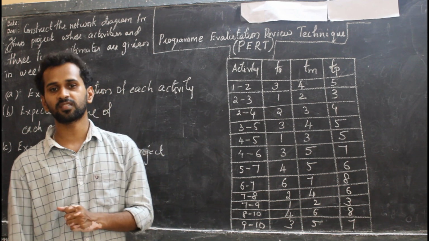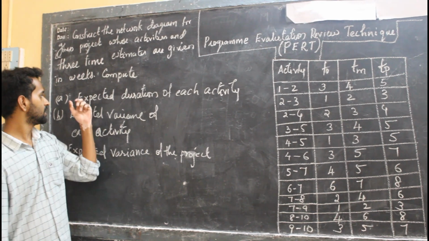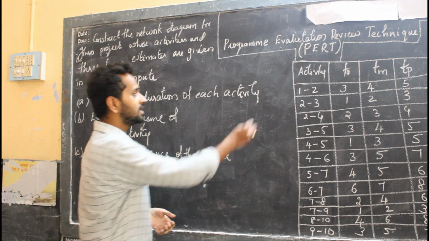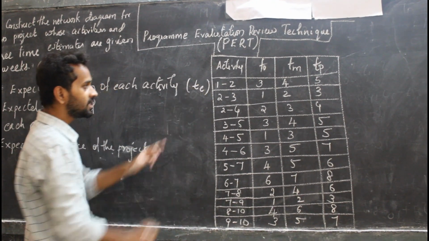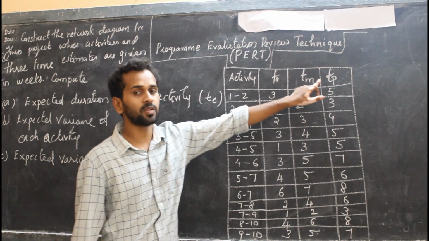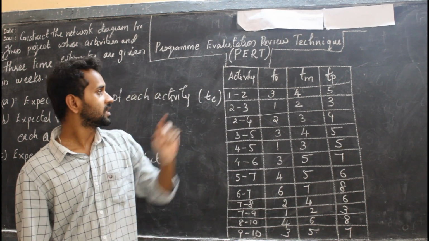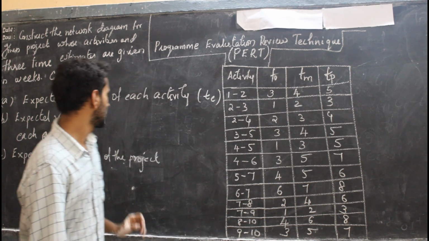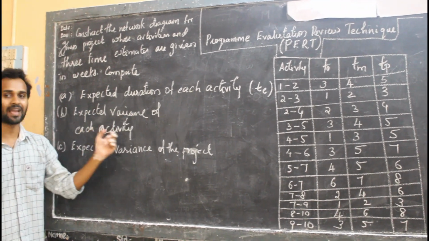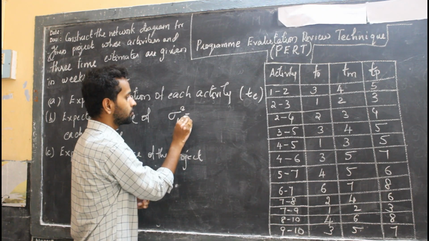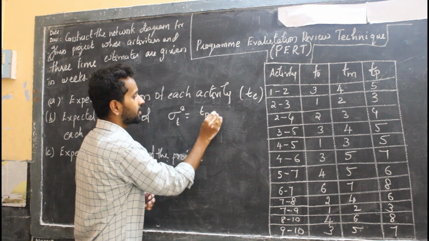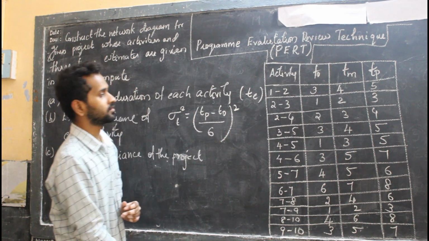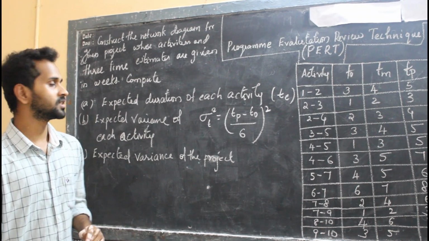Before that, 3 conditions have been given in this question. The first one is the expected duration of each activity, called Te. Te can be found by using T0, Tm, Tp in the formula Te equals T0 plus 4Tm plus Tp, divided by 6. And the expected variance of each activity: sigma square equals Tp minus T0, divided by 6, whole square. By using this formula, we are going to find sigma T square.